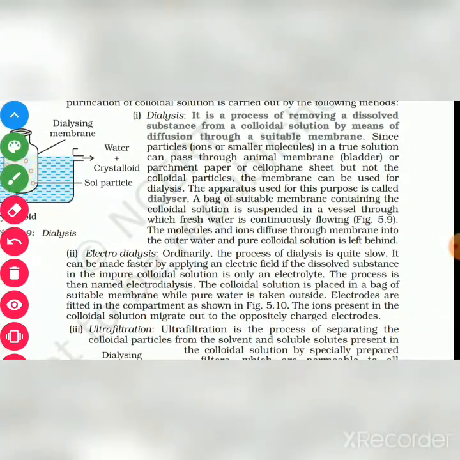Dialysis is a process of removing a dissolved substance from a colloidal solution by means of diffusion through a suitable membrane. Since particles in a true solution can pass through an animal membrane while colloidal particles cannot, the membrane can be used for dialysis. The apparatus used for this purpose is called a dialyzer. So, the figure is the dialyzer system.